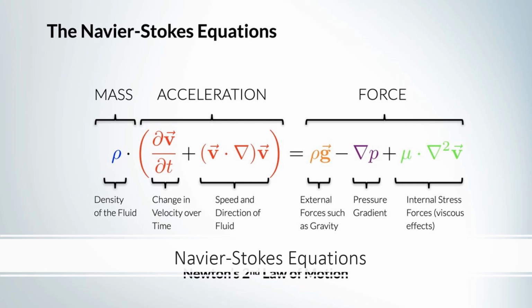P represents pressure in the fluid, which influences how fluid moves and deforms. Mu is the dynamic viscosity. This is the measure of a fluid's resistance to flow. A higher viscosity means the fluid flows more slowly and resists motion. F is external body forces, such as gravity, which affect the movement of the fluid.